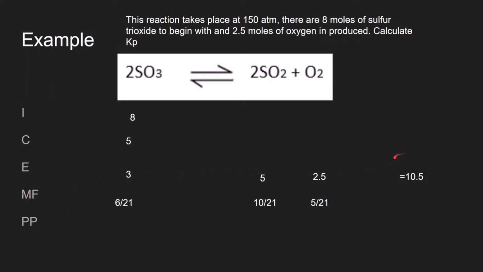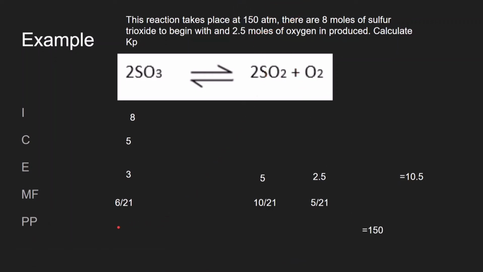Overall, we have 10.5 moles in this equilibrium, and our mole fraction is how many moles of this overall mole of each element. So 6 over 21 is 3 over 10.5. So the moles of sulfur trioxide over the moles total, and they're just times by 2 to get rid of the 0.5. And then we use these mole fractions to calculate the partial pressure, because we know that the overall pressure is 150 atmospheres, as it says in the question.